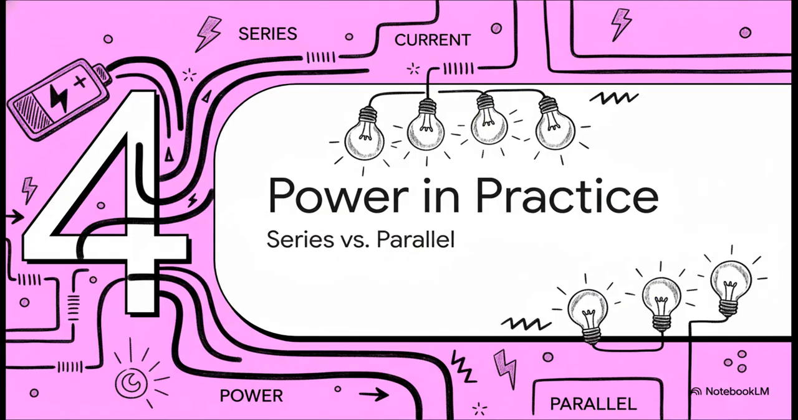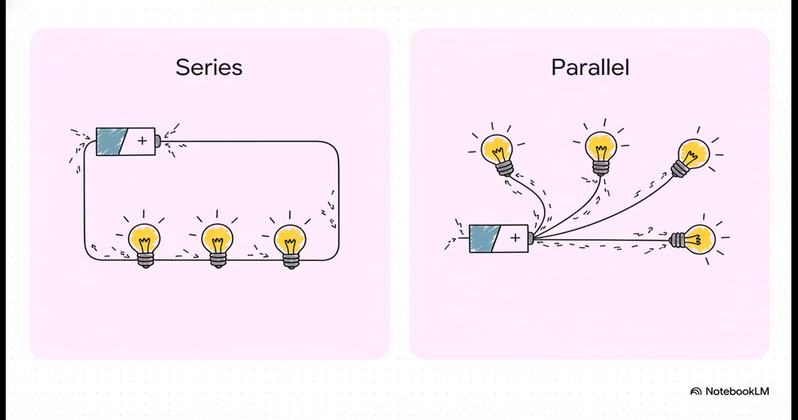All right, so that's the theory. But why does any of this really matter? How do we actually use these ideas in the real world? Well, let's talk about power and what these different connections really mean for us. Understanding this difference is absolutely crucial. In a series circuit, there's only one road for the current to take. But in a parallel circuit, the current can split up and take different paths.